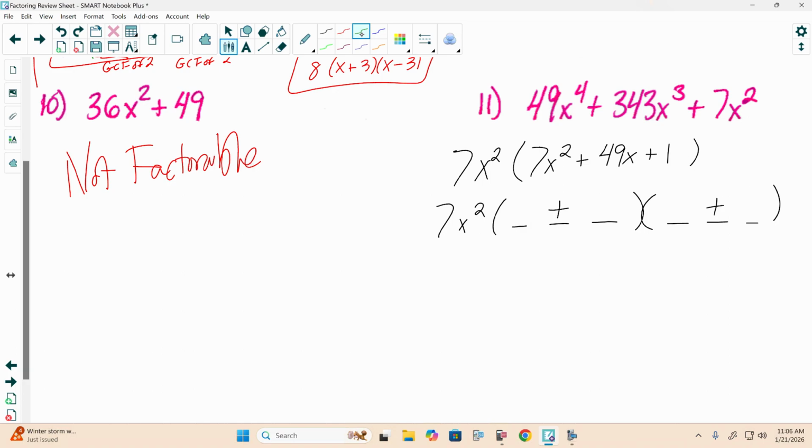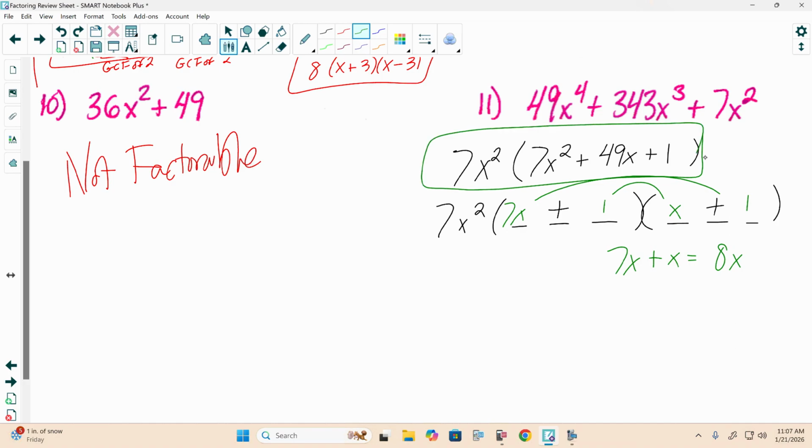Factors of 7x squared: 1 and 7, and then we'd have our x and x. Factors of 1 are 1 and 1, yes? So we can check the middle term. 7x times 1 is 7x. 1 times x is x. 7x plus x is 8x. Is that the middle term we wanted? Flipping the 1 and 1 is going to do nothing. Flipping the 1 and 7, nothing. Do I have any other factors? No.